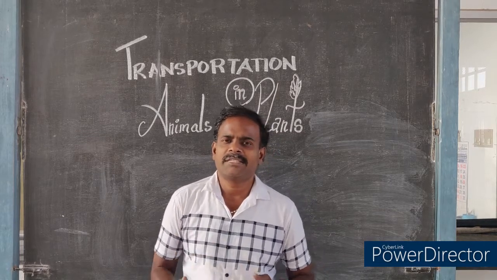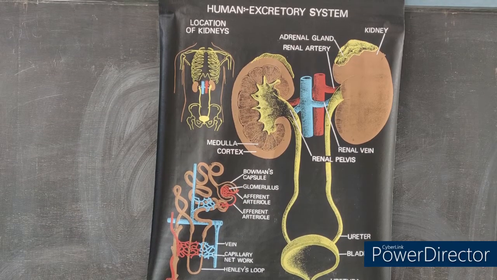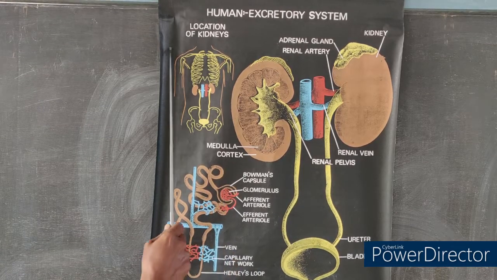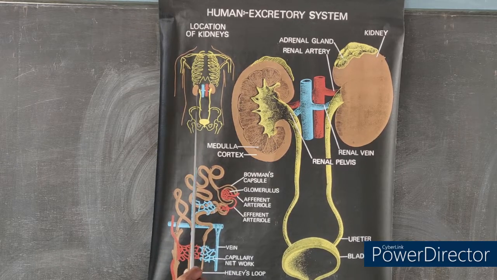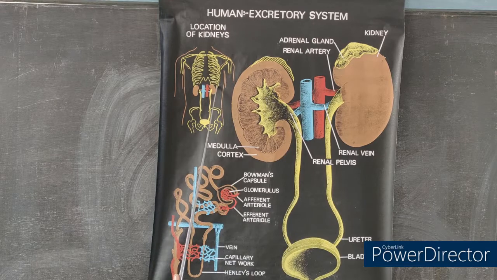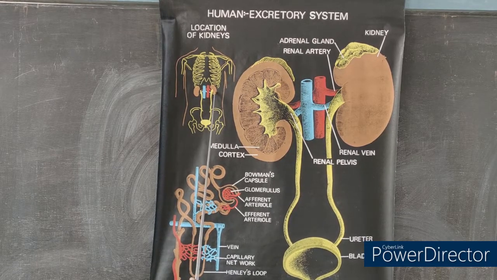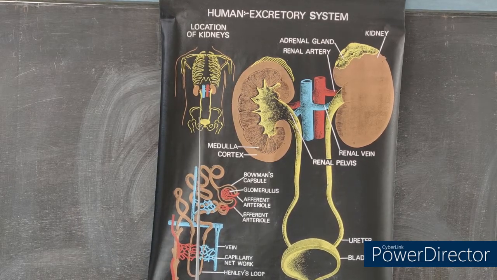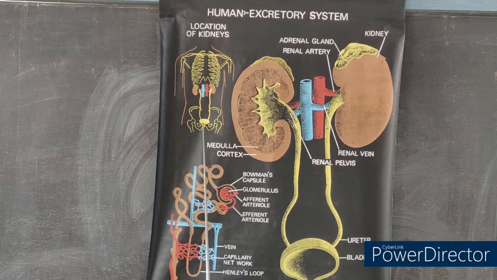So let us learn first the structure of the excretory system. This is the excretory system of humans. This first picture shows the location of kidneys, almost below the rib bones. At the end of the rib bones you have a pair of kidneys. That's what I mentioned just now. From this pair of kidneys, a long tube arises known as ureter, which joins to the bladder known as urinary bladder, and the opening of this urinary bladder is known as urethra.